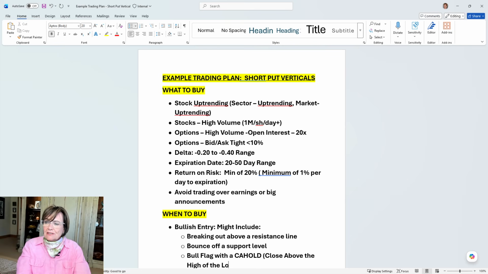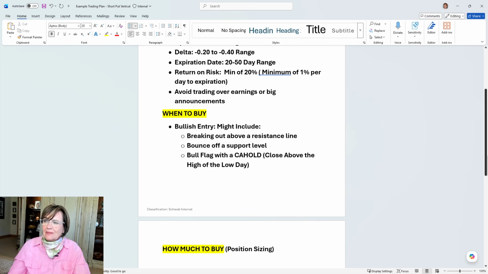Now, I'm assuming that you're familiar basically with this strategy. And if not, you may want to go and look this up in the Getting Started with Options series, the one specifically on short put verticals. And I know over the years I've recorded many of those. So that's not an exhaustive list, but it's enough to whet your whistle.